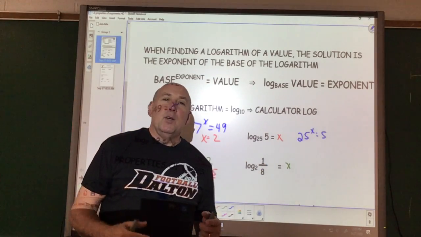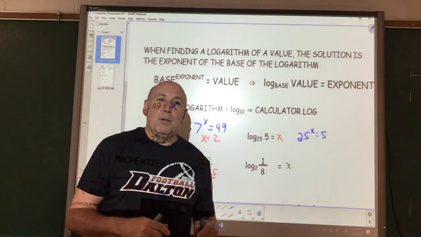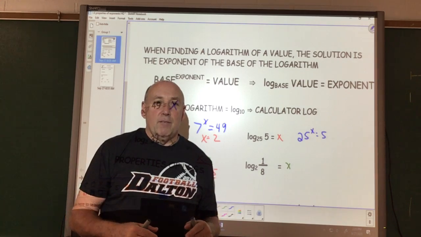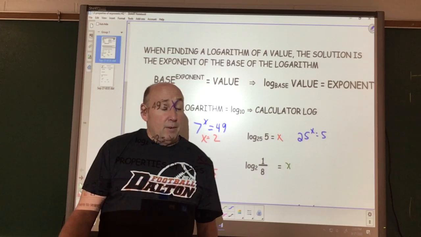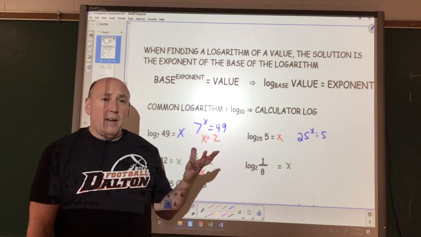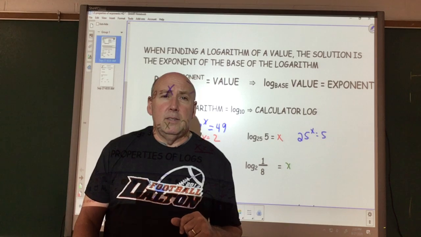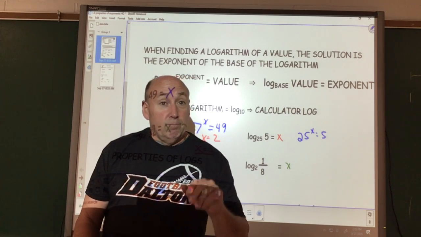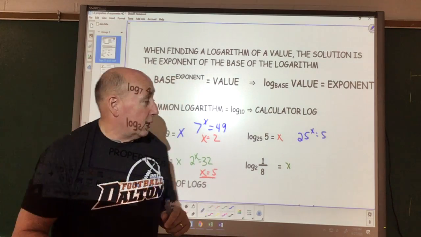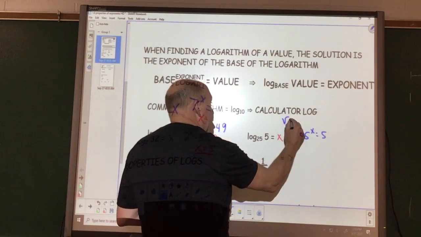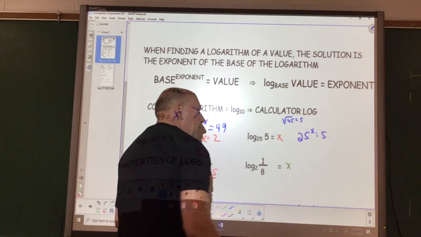Now the question is, what exponent do we have to take 25 to get the value of 5? Well, now that's a thinker a little bit. We have to figure out, what do we have to do to 25 to get to 5? Hopefully we come up with the idea that we have to take the square root. The square root of 25 is a value of 5.